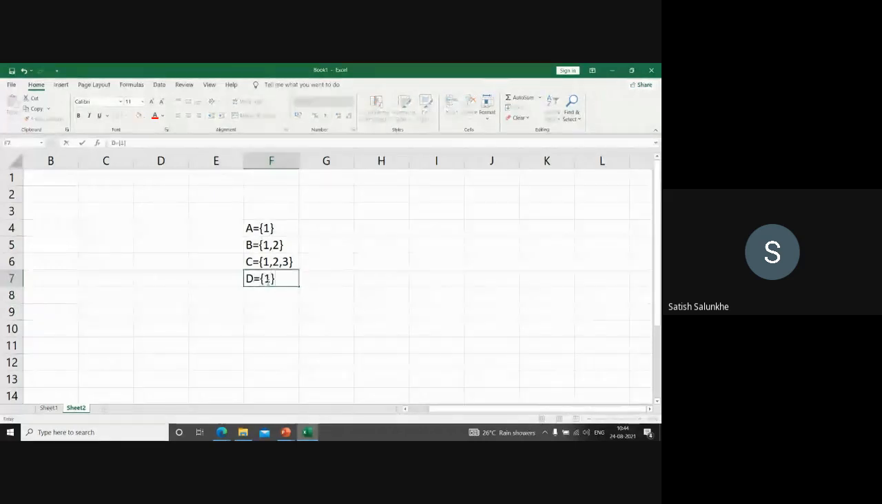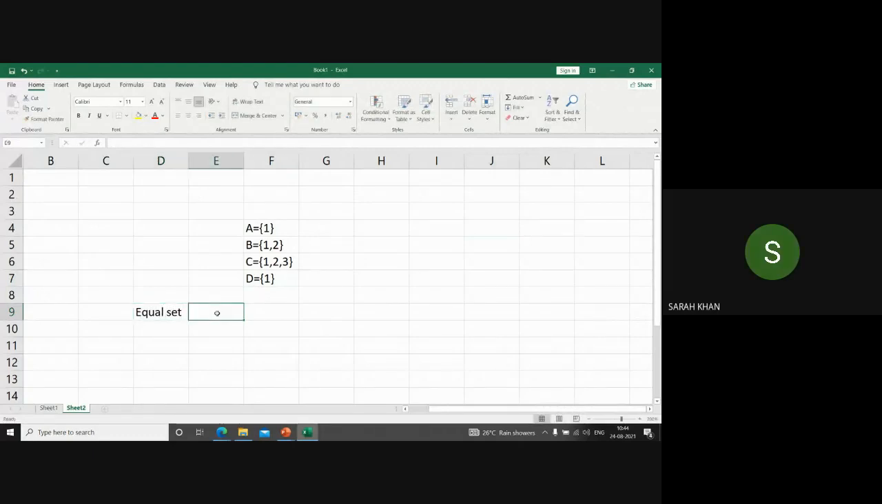Fine. So, what is the definition of equal set? Which have the same elements. Yeah. When we say set A is equal to set B, that means all the elements belonging to set A are also belonging to set B. But this is not one direction, it is both directions. As well as all the elements belonging to set B are also belonging to set A.